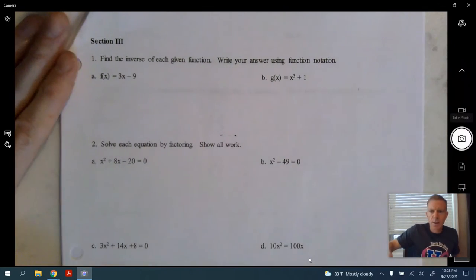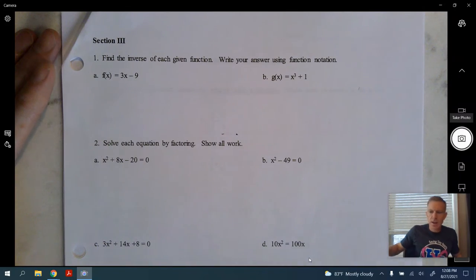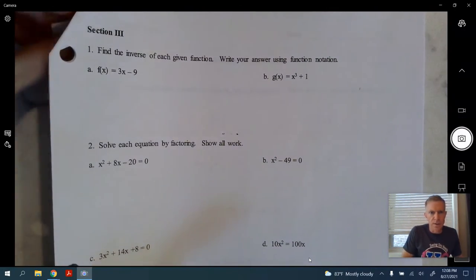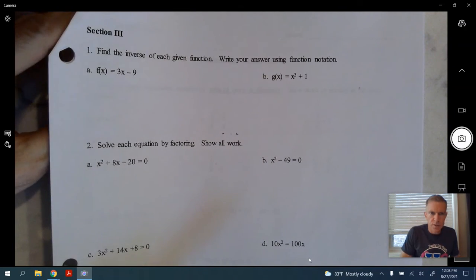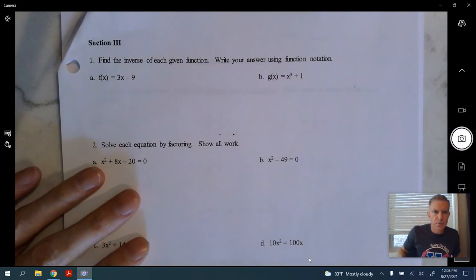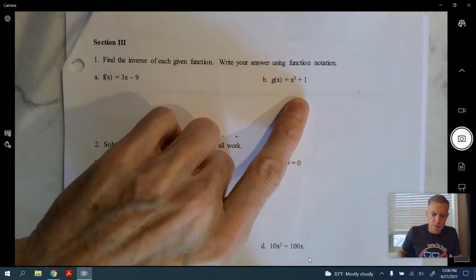All right, hi everybody. What we're going to do today, I want to talk a little bit about inverses and not just explain how to find an inverse, but kind of explain what an inverse is. So if you're looking at this page from section 3 of your notes packet, find the inverse of each function. This is a linear function. This is a cubic function. Okay, let's just talk about what an inverse is.